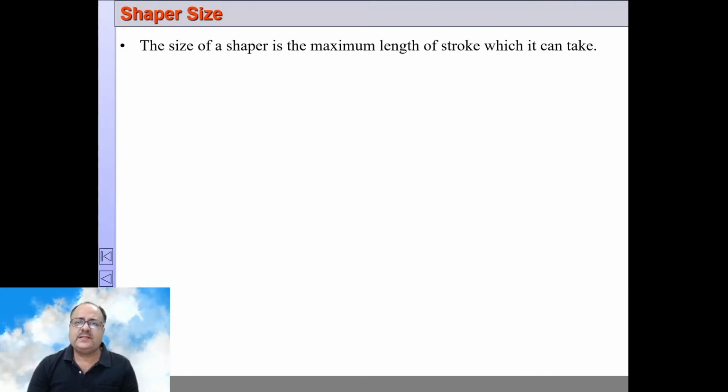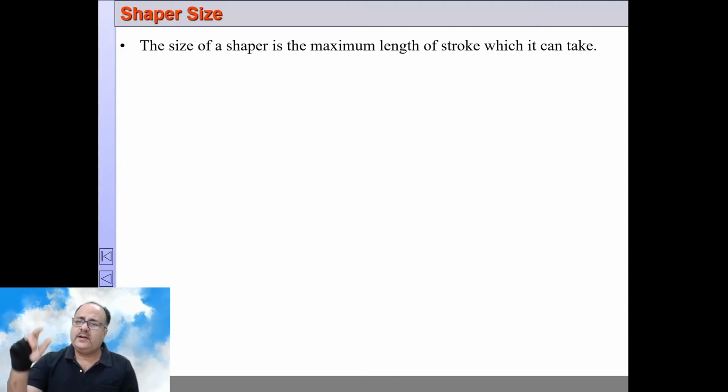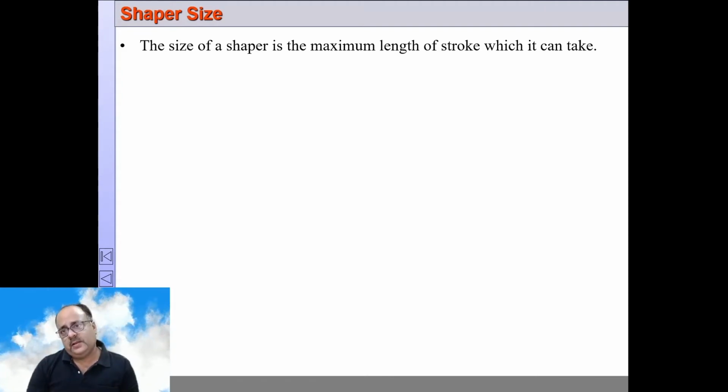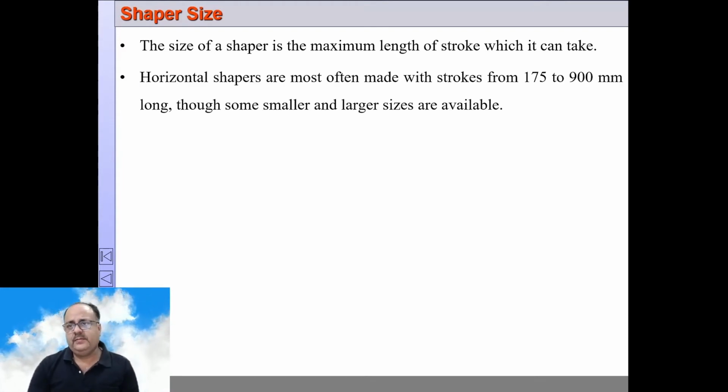Now, when you specify a shaper by the maximum length of stroke, it not only means the maximum length of travel of the RAM, but also the maximum vertical feed and the maximum cross feed that can be given in that particular machine. So normally the size ranges from 175 to 900 mm. This is the standard range. Of course, you can find shaper machines outside this range also.